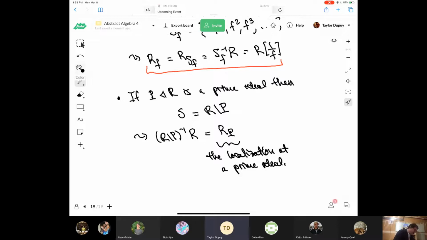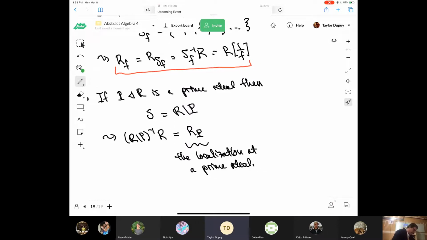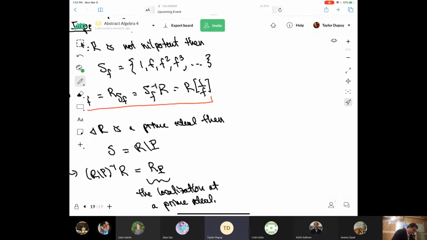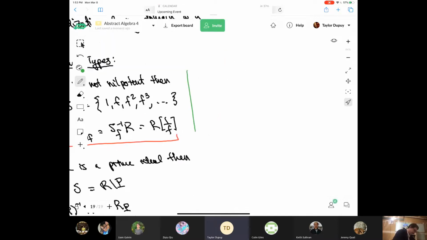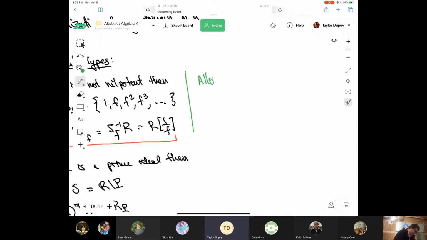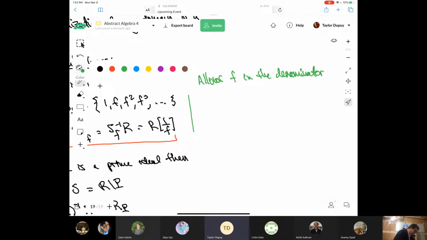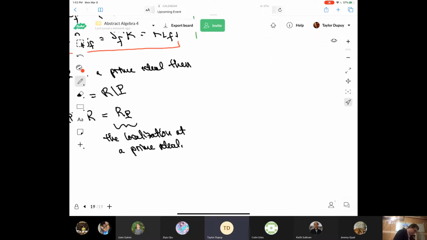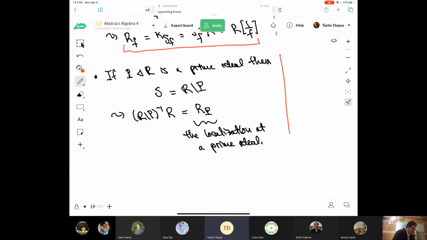Okay, so there's two important things here. This one allows f in the denominator, right? And this thing here does not allow P in the denominator.